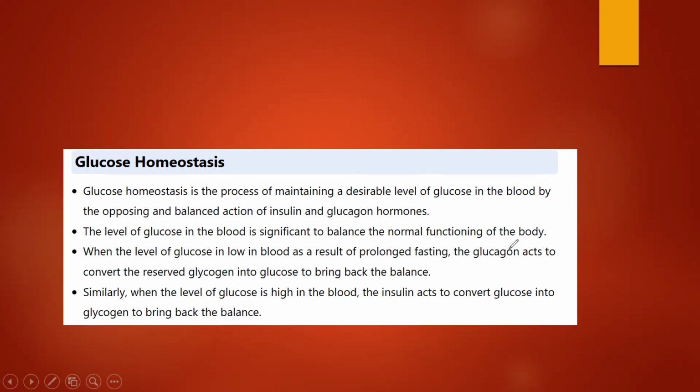when there is a fasting condition, glucagon is released, and when glucose is high in the blood, insulin acts to convert the glucose into glycogen. So when there is a starving condition, glucagon is released, and when there is a larger amount of glucose, insulin is released. How they work together is the important thing. Let's come to the next slide.